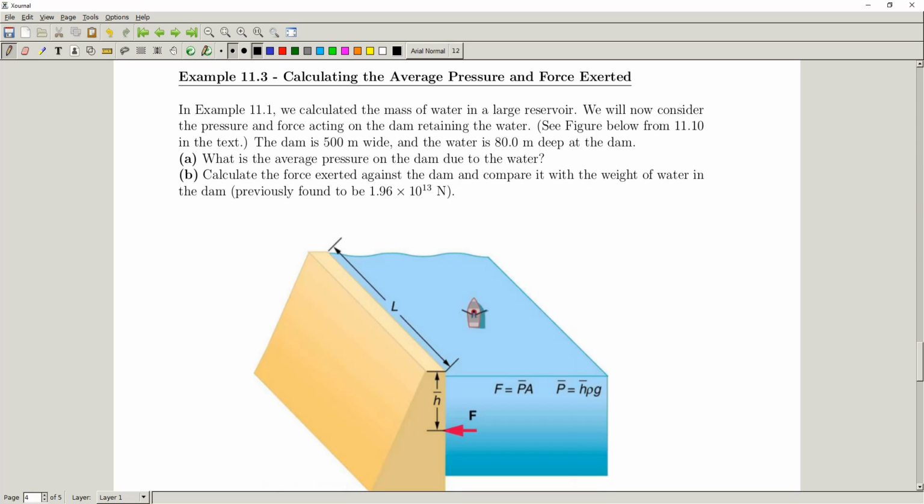We're working with the same sort of reservoir that we talked about in the first example we did in this video. This is example 11.3 from the text, and we're calculating the average pressure and force exerted by all this water on the dam, which is keeping this reservoir at bay, right? So we're now going to consider the pressure and force acting on the dam that's retaining this water. We see it in this figure here, and let's think about what we have here. We can imagine this would be some large reservoir, and this is just a dam holding one end of it up, right? This is all the water here, and this is our dam.